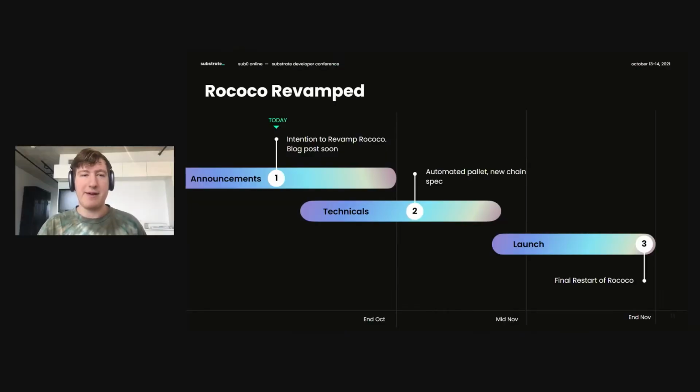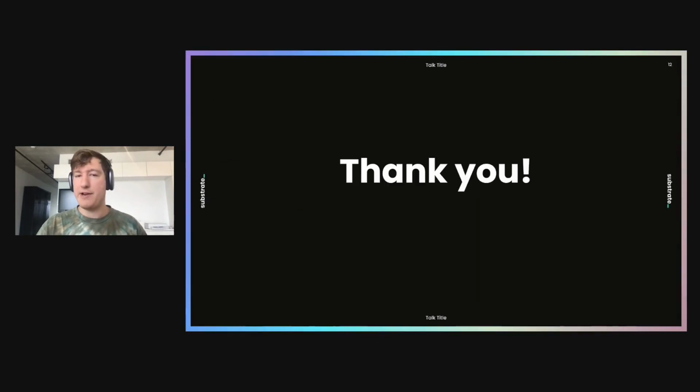So today, I'm announcing our intention to revamp Rococo. We're going to follow that up with a longer form blog post that's coming soon. The technicals are being put in place. That means a new chain spec, tuning some of the parameters, things like how long are the sessions, how often do the validators change, and things like that. We'd automate all of that, and then move towards a launch of the final restart of Rococo that we would no longer use for internal testing. We're aiming for that at the end of November. And with that, I conclude my presentation.